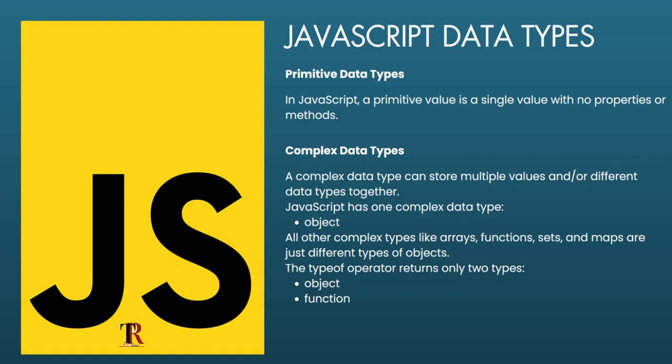So we have string, number, boolean, bigint, symbol, null, and undefined. Now, the typeof operator returns the type of a variable or an expression. So this typeof operator can be used to identify the type that each of these primitive data types belongs to. So let's take a look at this in my code editor.